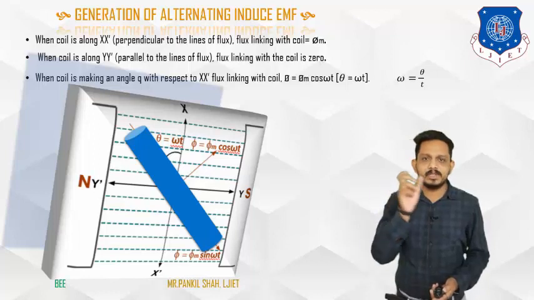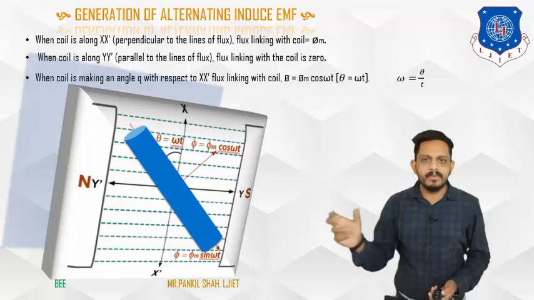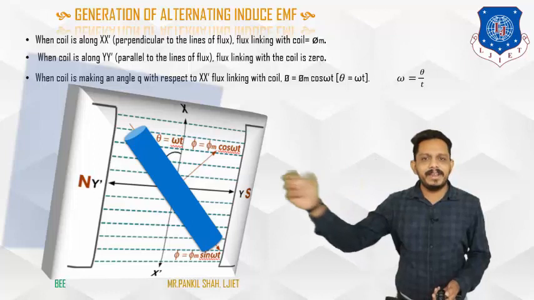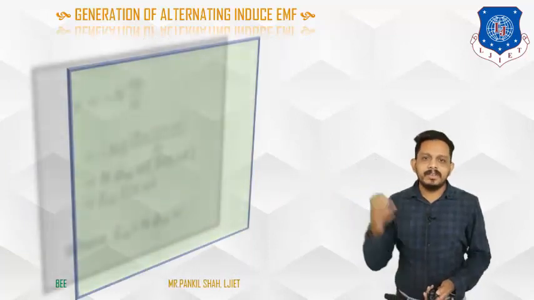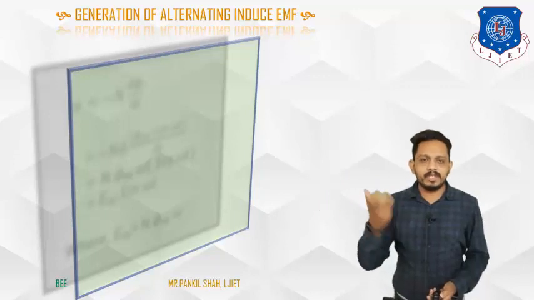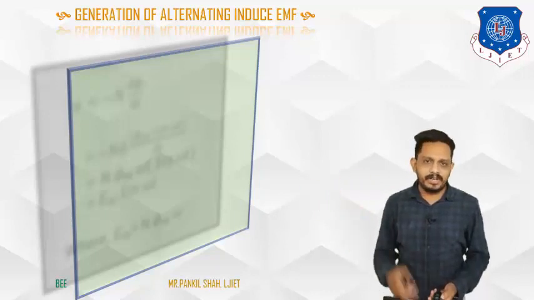So phi equals phi m cos omega t is the equation of the flux at any instant of angle or at any instant of time. Now let's derive the EMF equation of this generated voltage.